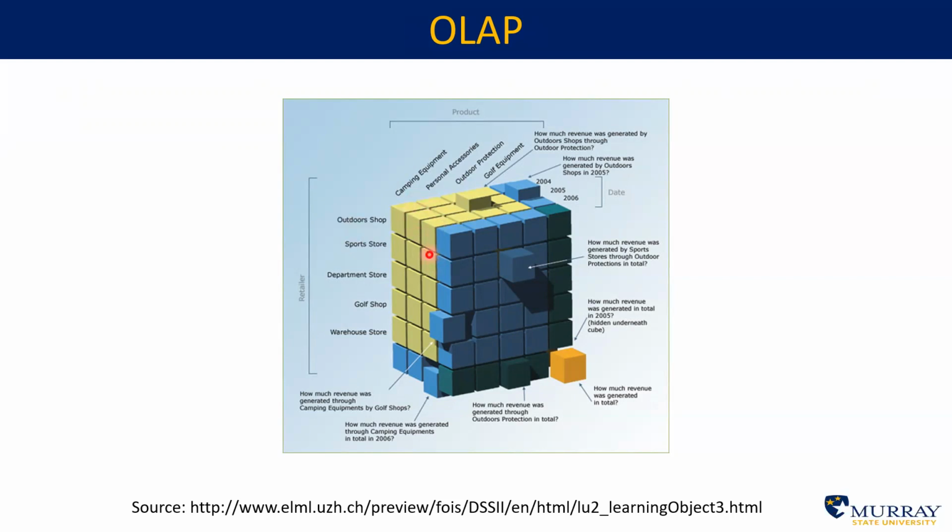Alternatively, it will say, okay, can I see trends for sports stores for personal accessories across 3 years? So it will pull the following 4 cubes and build you a graph so you can see what the trends are. Is it an upward trend or a downward trend? If it's a downward trend, then maybe you need to do something about those sports stores: discontinue them, update them, merge them with other types of stores. So this is how OLAP works.